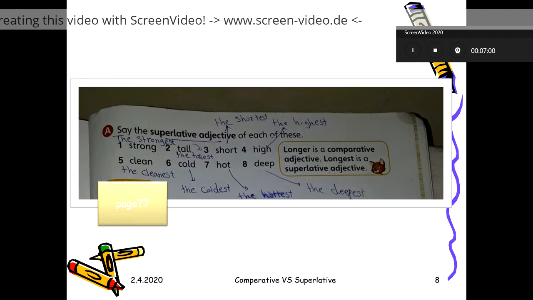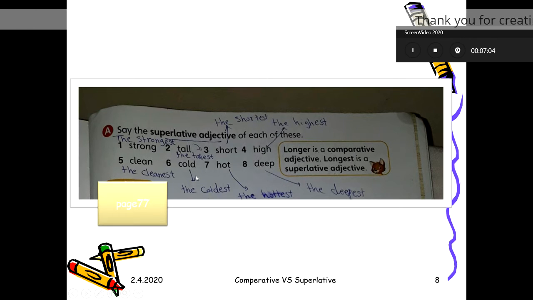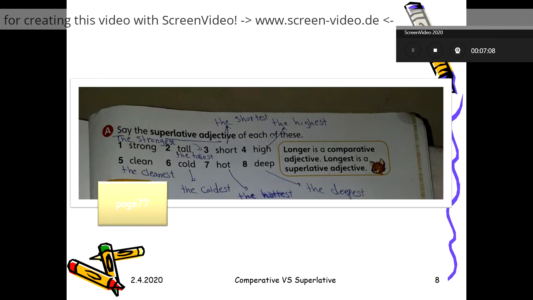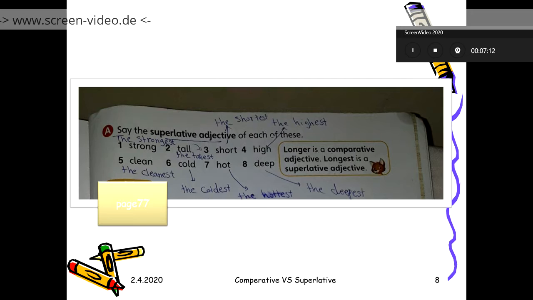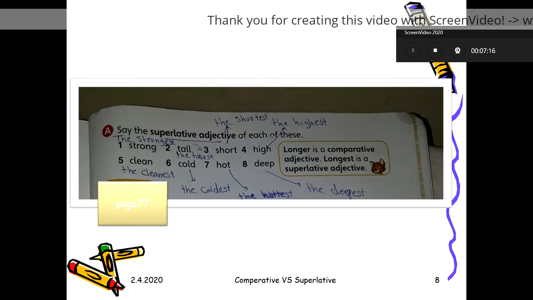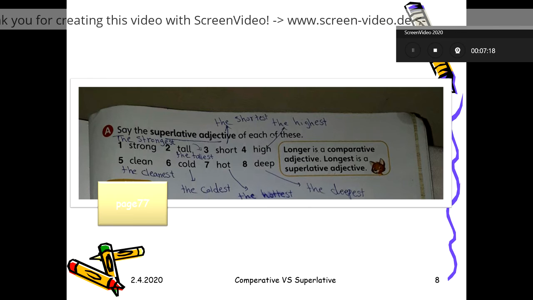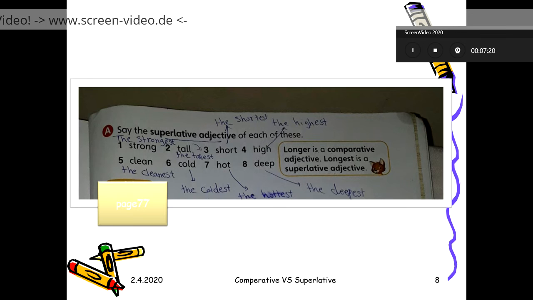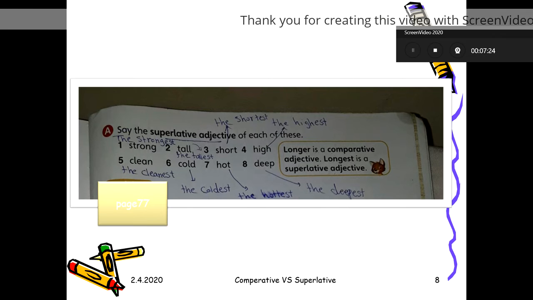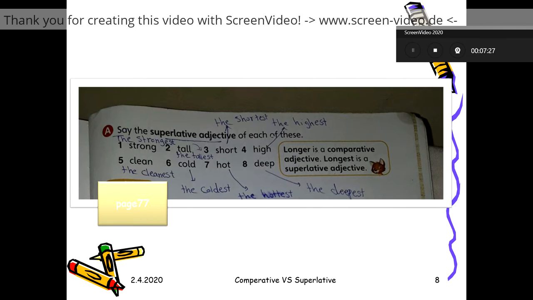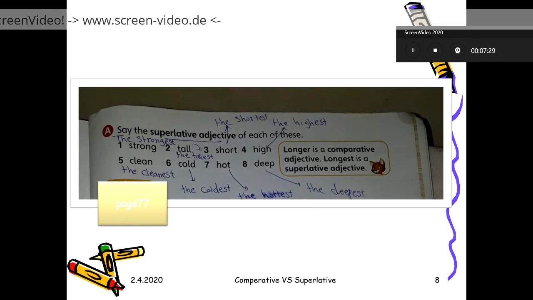Exercise A, say the superlative adjective. Let's remember, superlative adjective. We add the before it and then EST. Yes, and don't forget, when the adjective is short, ends with one vowel, one consonant, we will do what? We will double the last consonant. So strong will be the strongest. Tall, the tallest. Why we don't double? Because the last letters are two consonants, not vowel consonant. Short, the shortest. High, the highest.